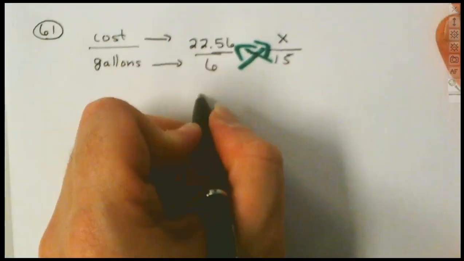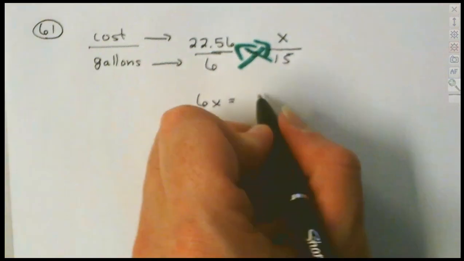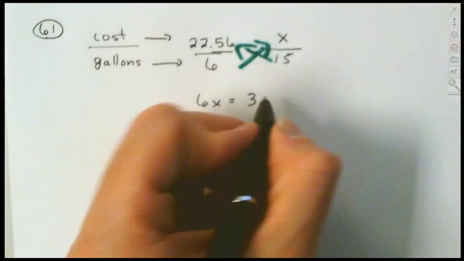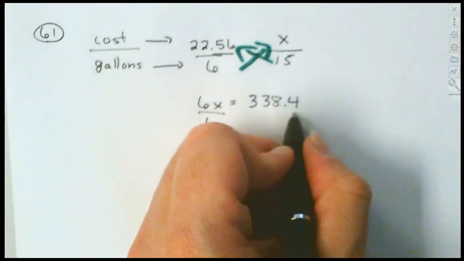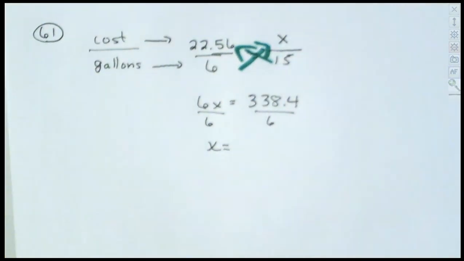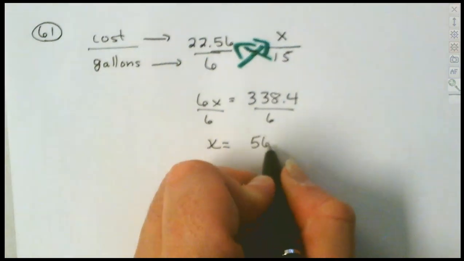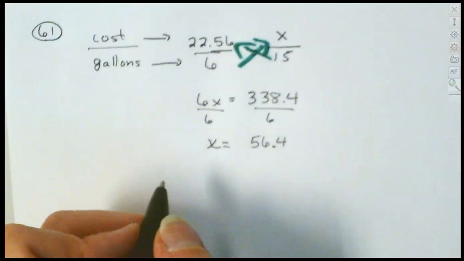And that gives me 6x when we cross multiply here. On the other side, we've got that 22.56. We're going to multiply that by our 15, and that's 338.4. Divide by our 6. And that leaves me then with my price. And that comes out to be 56.4. And so what does that tell me?